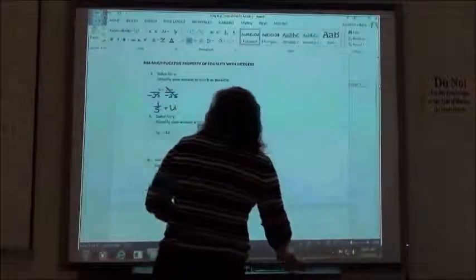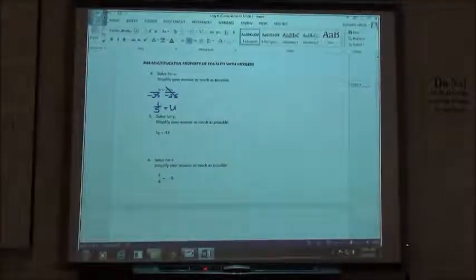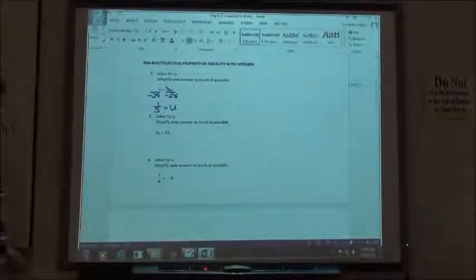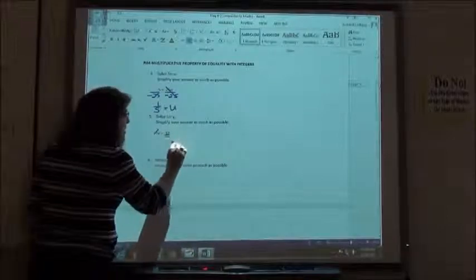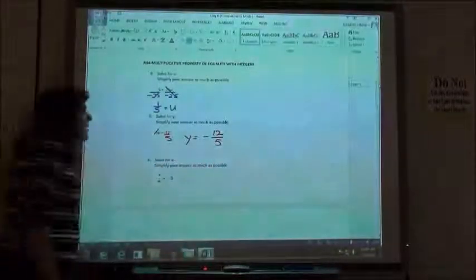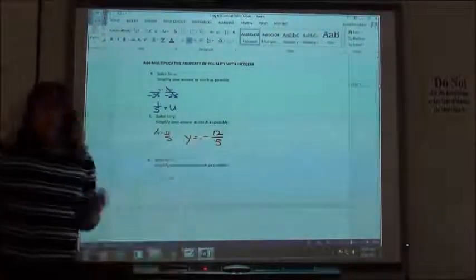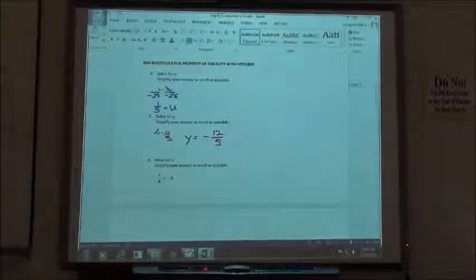So on number 5, if I have 5y equals negative 12, to get rid of that 5, I'm going to divide. So I'm going to divide by 5. And y is just going to equal negative 12/5. Now when I have a negative divided by a positive, my answer is negative, so they put the negative out in front instead of on top with the 12. If you put it on top, it's correct, however, the whole fraction's negative, not just the 12.